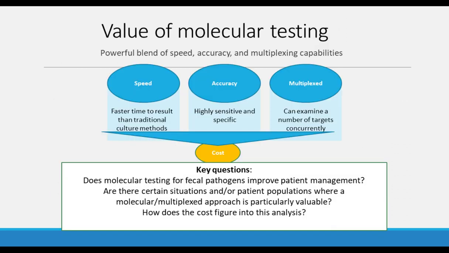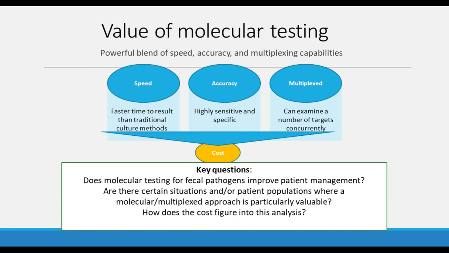So how about the value of molecular testing in dealing with all of this? Well, molecular testing can give us a blend of speed, accuracy, and also multiplexing capabilities. With the speed, we can have faster time to result than traditional culture methods. We can do a very highly sensitive and specific way of testing, and we can examine a number of targets concurrently without having multiple plates and pieces of equipment.